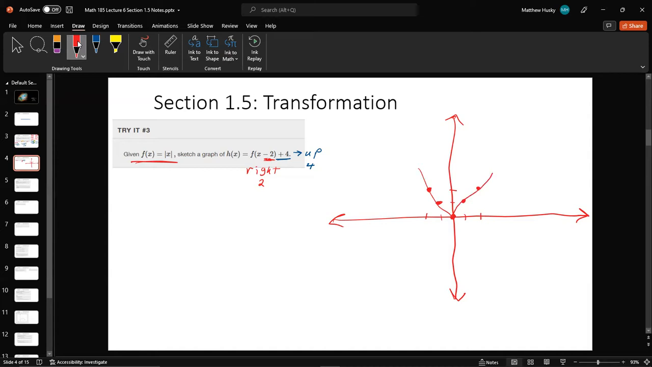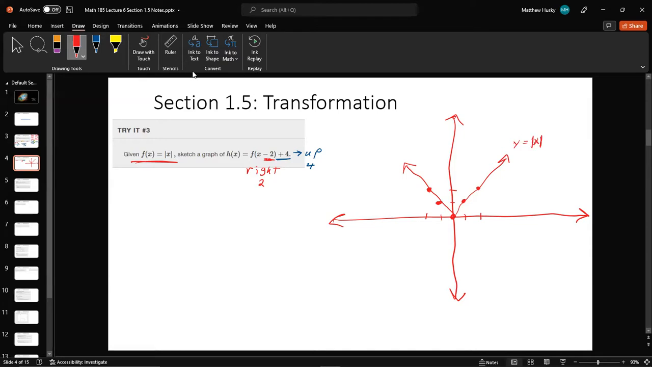Mine's a little wobbly here. Let's try that again. It's probably about as good as I can make it. But anyway, so that is the parent function right there. So this right here is y equals absolute value of x.